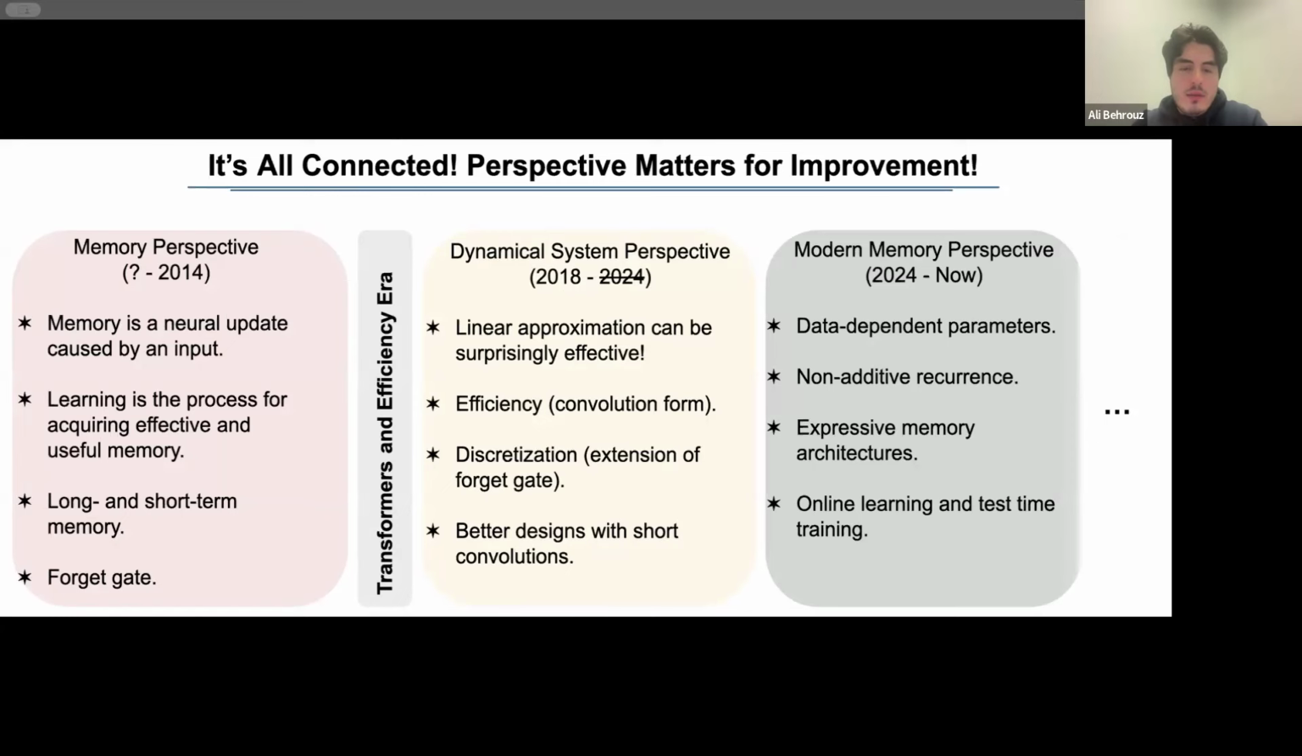Unfortunately, to the best of my knowledge, there is no survey that discusses deep learning architectures in this way. But for this specific modern memory perspective, we have an incoming paper this week probably that might discuss some of the details of how we can design neural architectures based on this memory perspective.